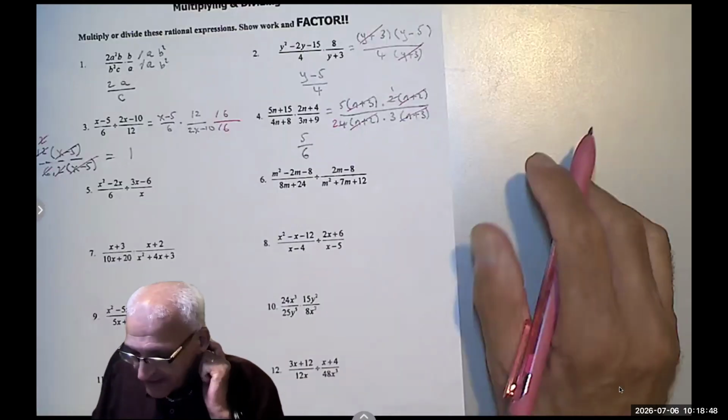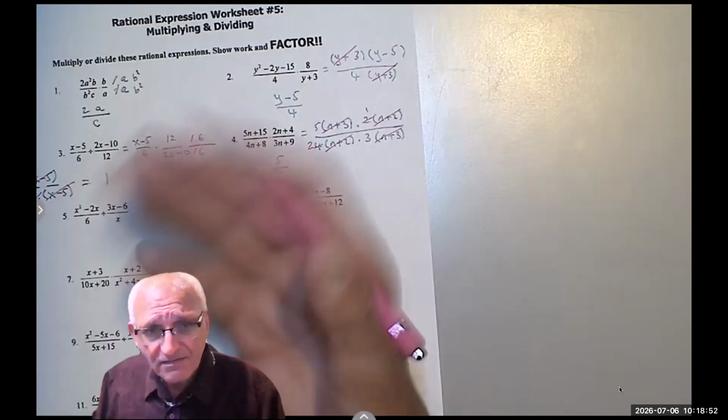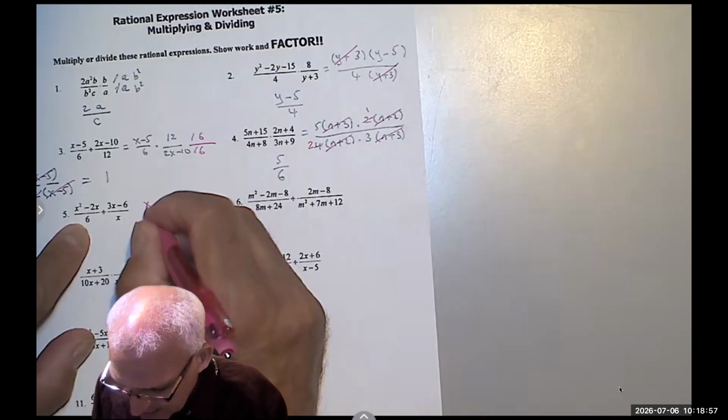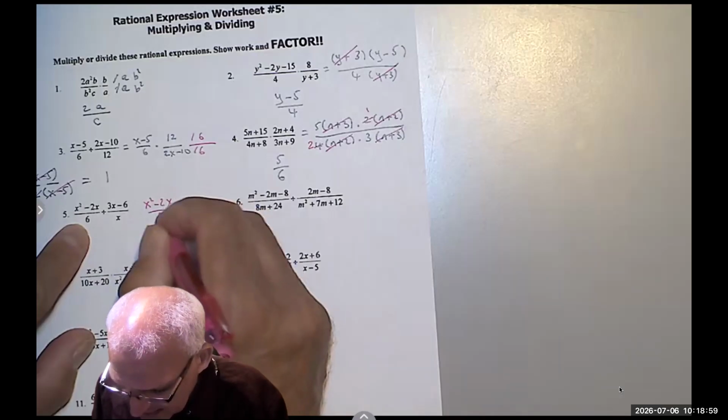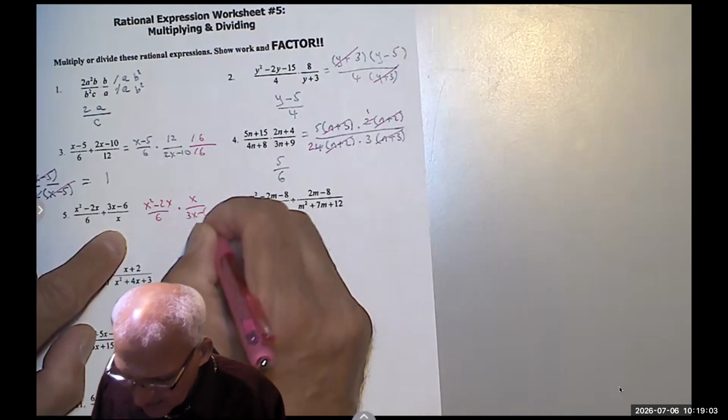Let's move to the next one. First of all, there is a division. I can factor and simplify. Well, let's do it in 2 steps. X squared minus 2x over 6 times x over 3x minus 6.